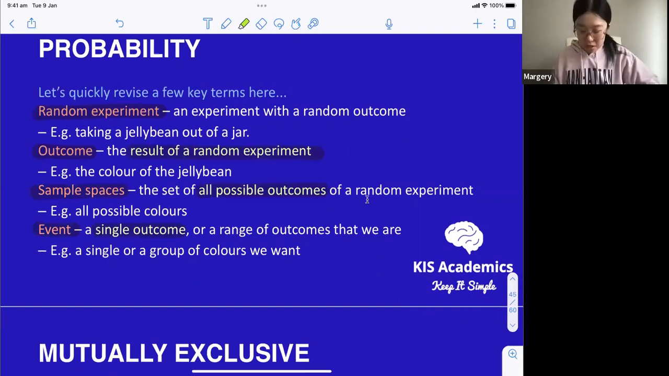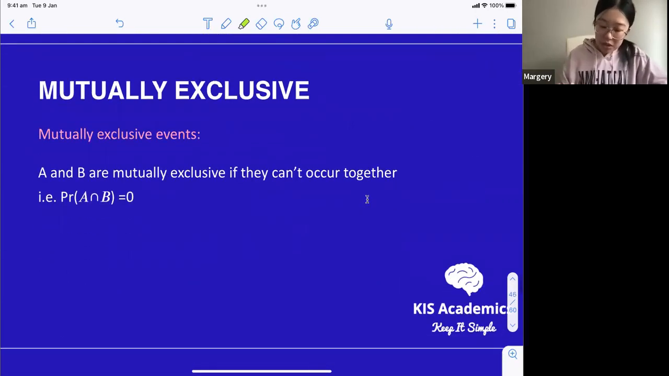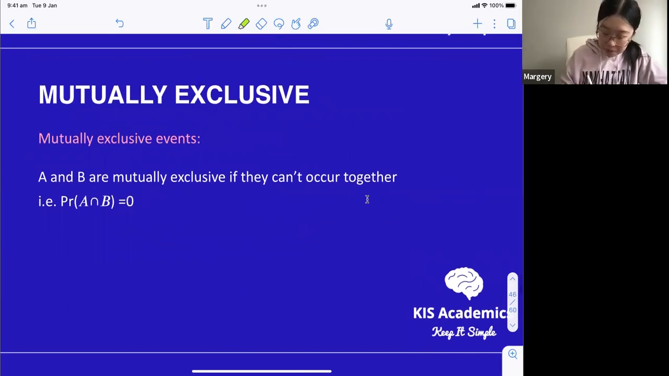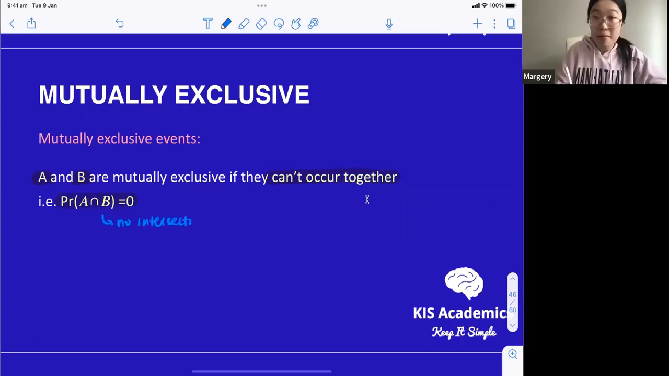So we'll have a look at mutually exclusive events. Mutually exclusive events refers to when two events A and B can't occur together. In other words, the probability of A and B is equal to 0. So there is no intersection between A and B. So this is what mutually exclusive means.